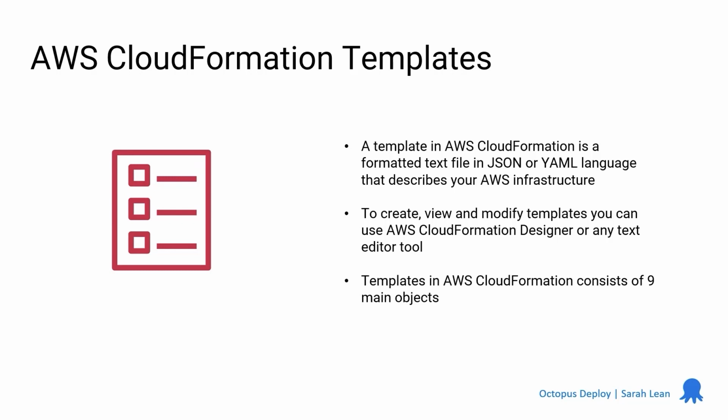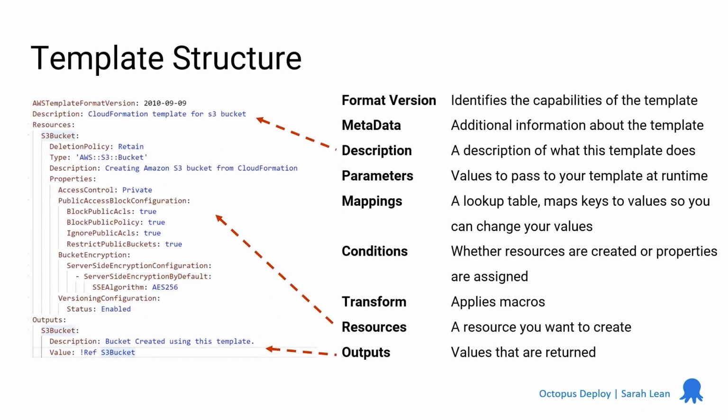Now, with your AWS CloudFormation templates, there are 9 main objects that some templates will have. Some of them are optional and some of them are mandatory within your template. If we have a look at our template structure here, we have a template on the left-hand side, and this will be a template that I'll be deploying later on in my demo. But we can see on the right-hand side, we have the main objects of this template.